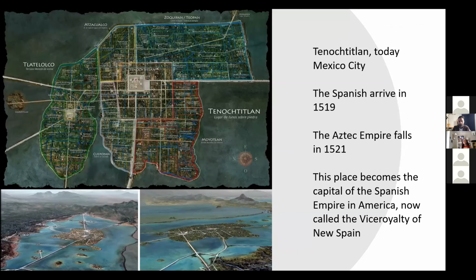So what I'm talking about here is the following. When the Spanish arrived in central Mexico, what they see is a wonderful Aztec city called Tenochtitlan, which is today in the center of Mexico City, and which will eventually become the capital of the Spanish Empire in America. It is built in the middle of a massive lake called Lake Texcoco. And the Spanish immediately think of this city as the capital of central Mexico and the Aztec Empire.